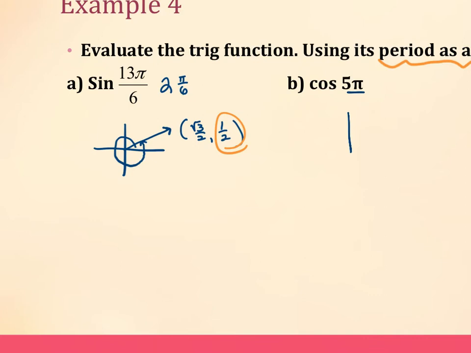5 pi is my whole number that is what? Even or odd? Odd, which means I can go this is 1, this is 2, this is 3, this is 4, this is 5. Or I could just remember that odd whole numbers fall on the left, which means my coordinate point there is negative 1, 0. And the cosine of that would be what? Negative 1. Still with me?